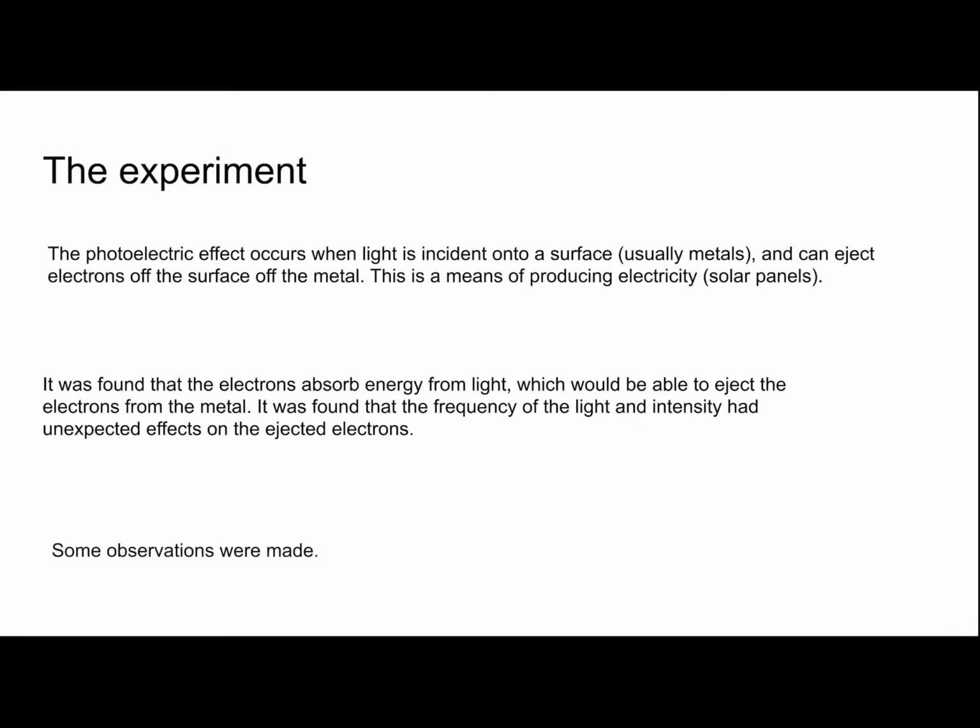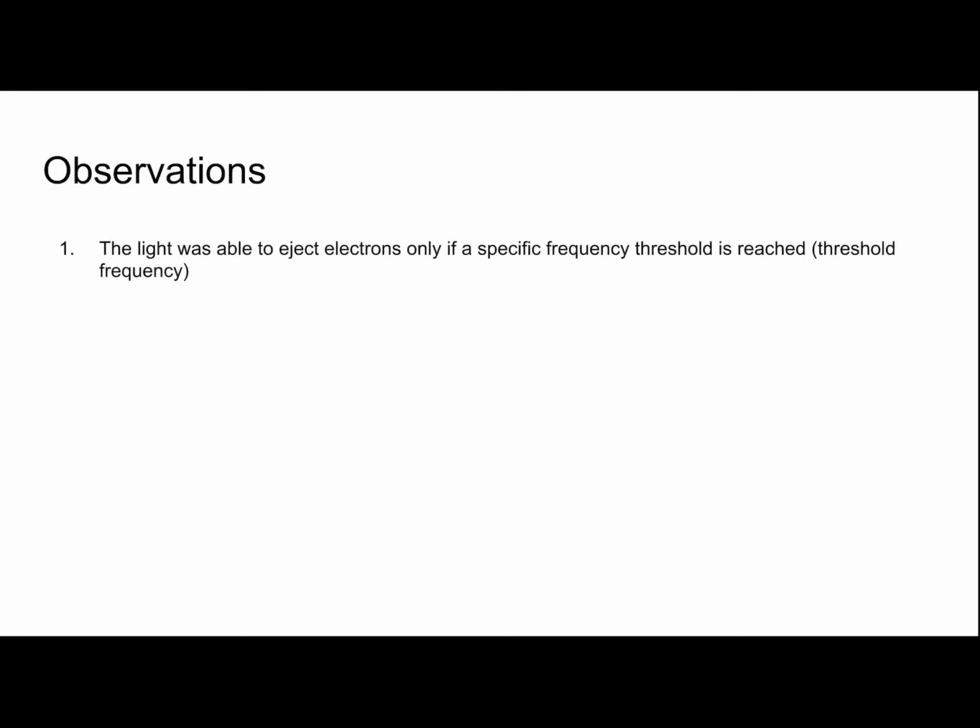So some observations were made. Here is a list of observations made during the photoelectric effect. The first observation is that the light was able to eject electrons only if a specific frequency threshold is reached, and this is called the threshold frequency. Only light of that specific frequency or higher can eject electrons. Any light below this threshold frequency was not able to eject any electrons.